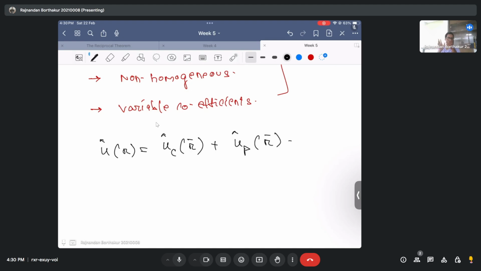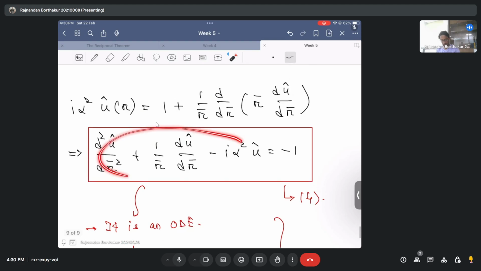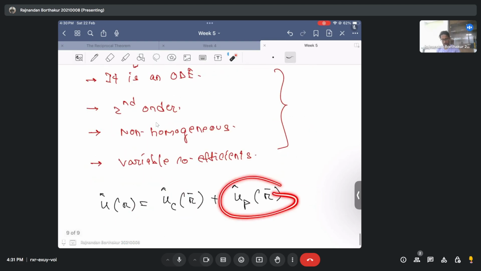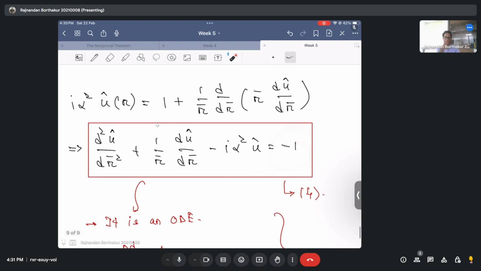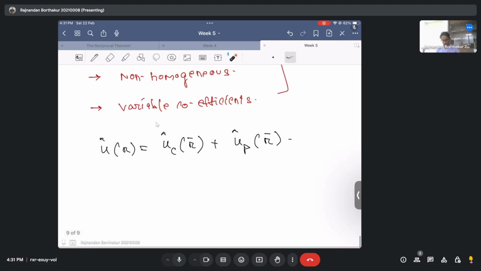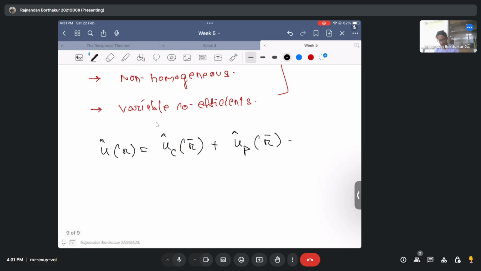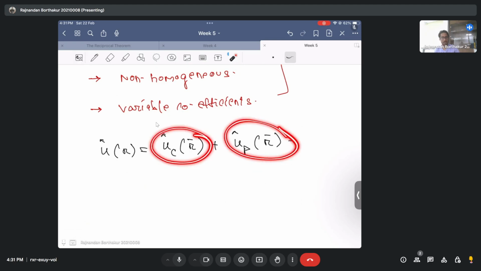The complementary function satisfies the homogeneous part, while the particular integral takes care of the non-homogeneity in the original differential equation. Now how to basically evaluate this complementary function and this particular integral is something that we will see now.